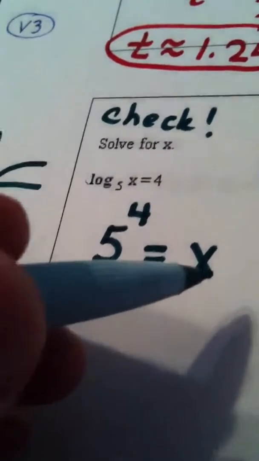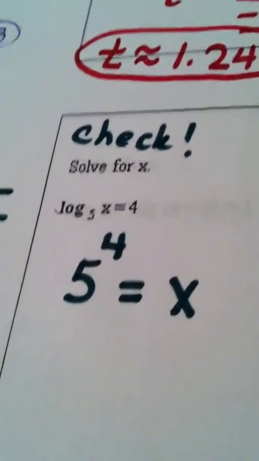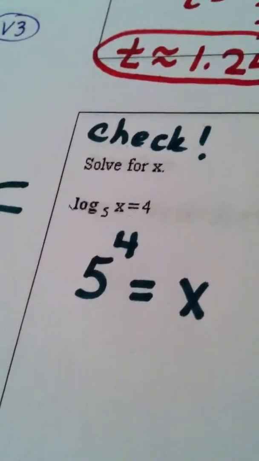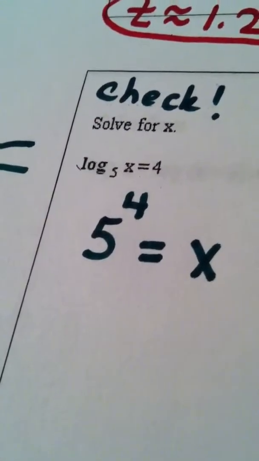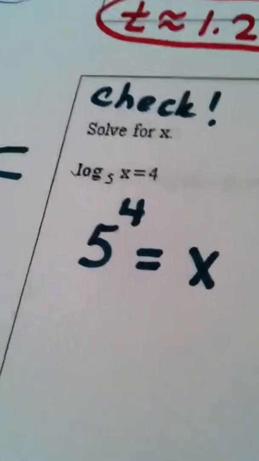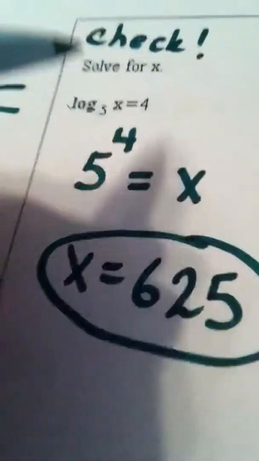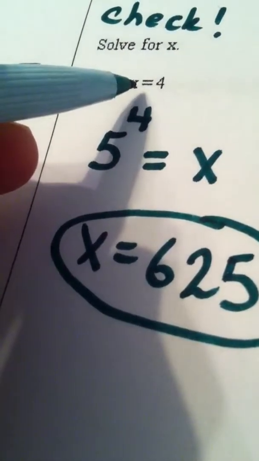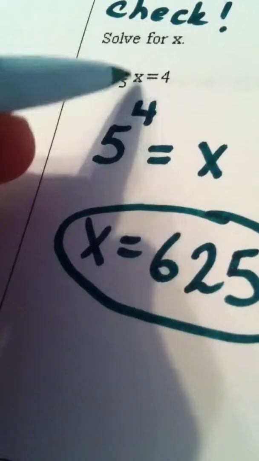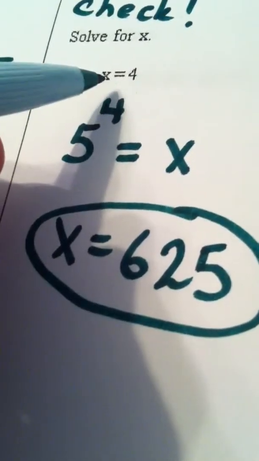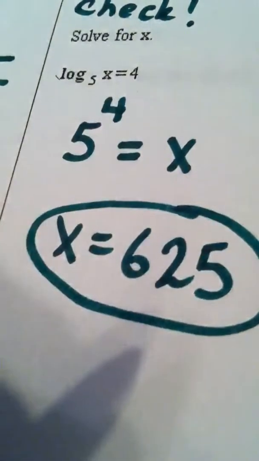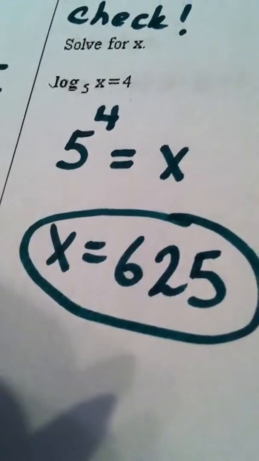And that's pretty much done. I believe 5 raised to the 4th power is, yep, okay. So the answer is actually x equals 625. And it checks because when I plug 625 in here, it's not 0. It does not make this argument become 0 or negative. So we're good on this one, okay?